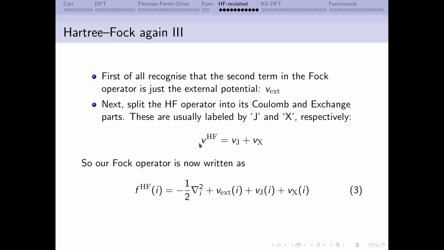This Hartree-Fock potential contains a Coulomb part and an exchange part. So the entire Fock operator can be written as a kinetic energy part, an external part, which is of course just the electron-nuclear potential, the Coulomb part, and the exchange part. There is no correlation here by definition, because we've defined correlation to be whatever is beyond Hartree-Fock. Of course, if this was a one electron problem, it would be exact.